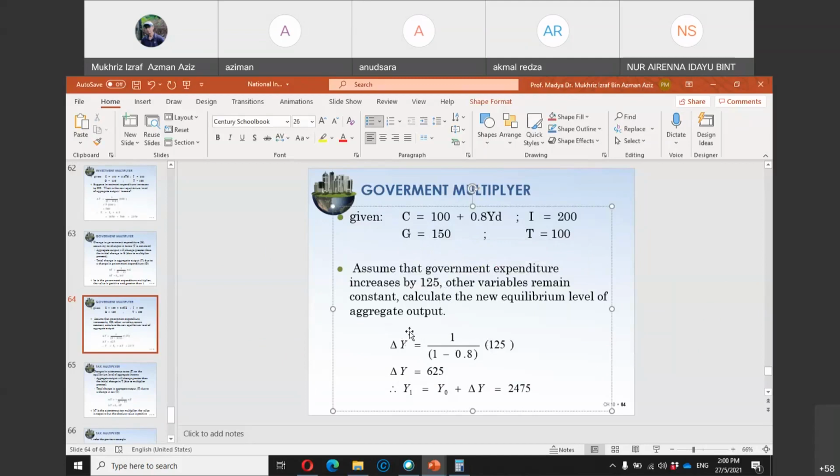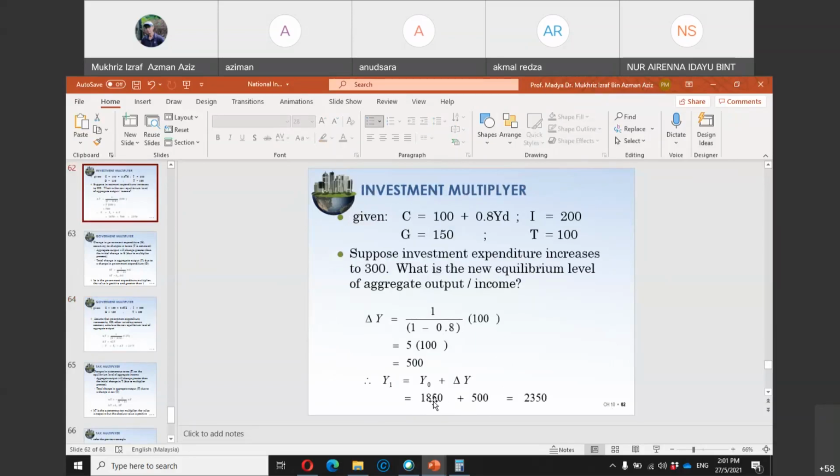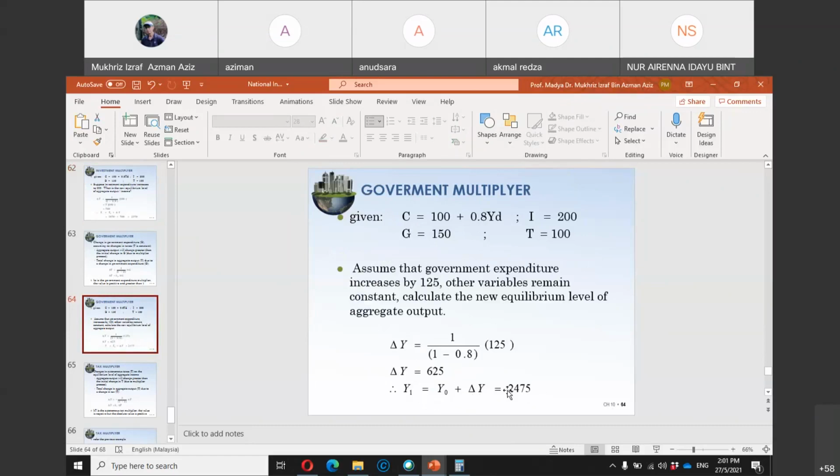Then just plug in using the same approach. 0.8 is the MPC. 1 divided by 1 minus 0.8 multiplied by the change in G, which is a change of 125. And you get the change in income to be 625. So using the same approach, Y1 is Y0, the old GDP, plus the new change in GDP, which gives the new amount of GDP. 1850 plus 625, you will get 2475. That is the government multiplier.